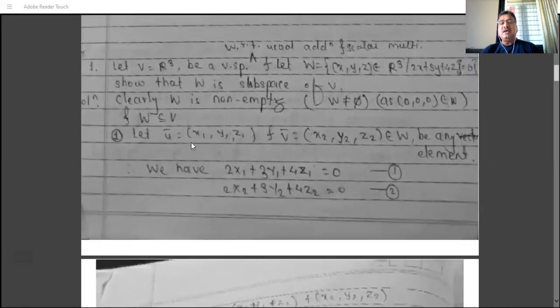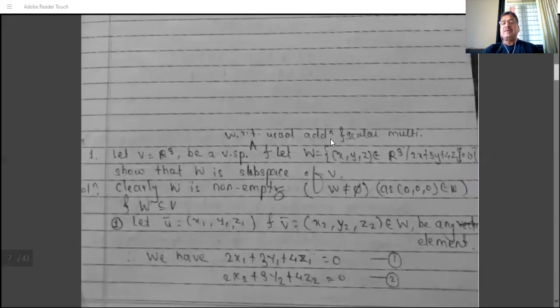And this (x1, y1, z1) is an element of W. What do we have? 2x1 plus 3y1 plus 4z1 is equal to 0, because this element u bar is in W, which means it satisfies this condition. Also, (x2, y2, z2) is an element of W, and therefore it satisfies this condition: 2x2 plus 3y2 plus 4z2 is equal to 0. Call these equations 1 and 2.